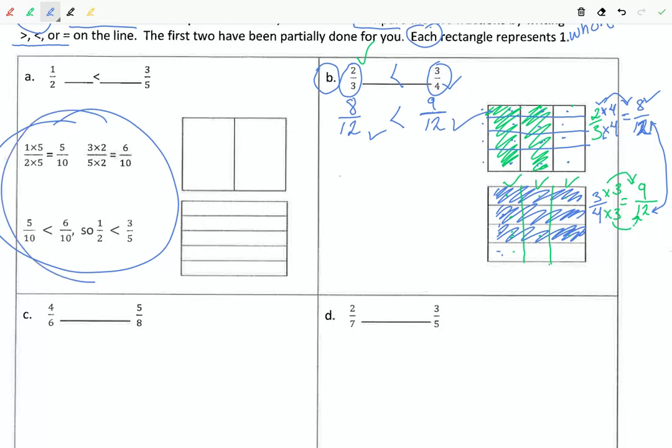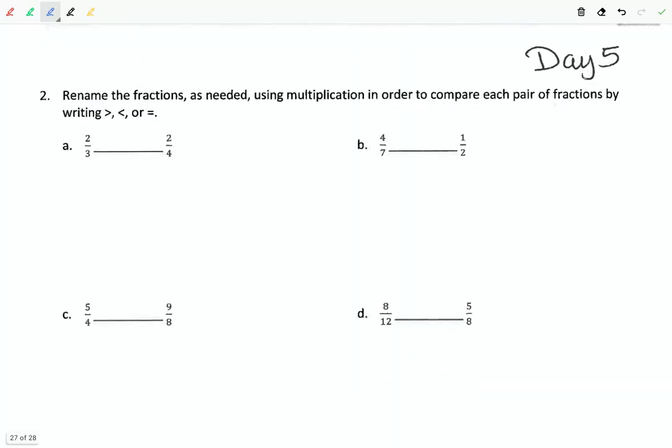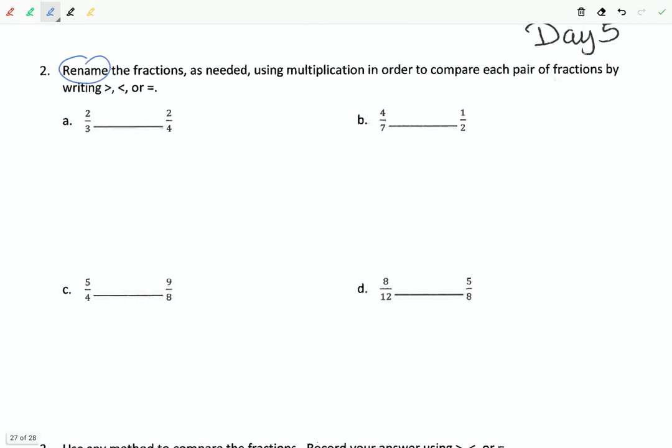Again, these steps right here, they did a few extra steps. They still end up with the same answers, but it's okay if you only do the way that I just showed you. Okay? So that's number 1. Number 2 says rename the fractions as needed using multiplication in order to compare. Okay, each pair of fractions by writing greater than, less than, or equal to. Rename the fractions as needed.